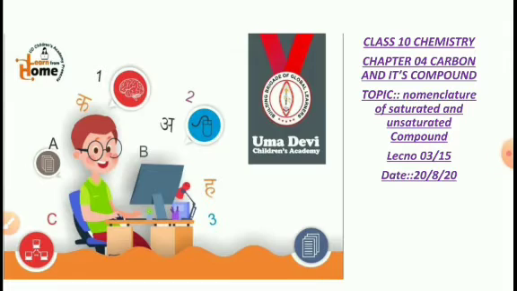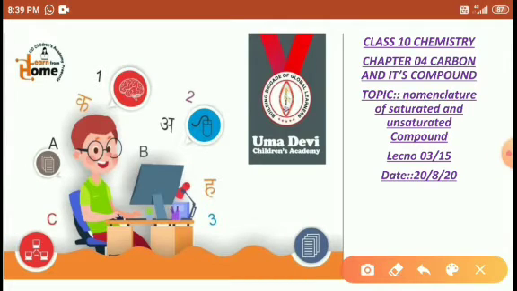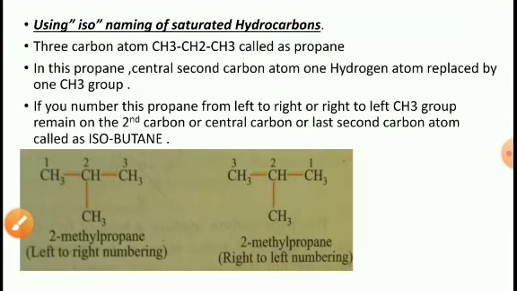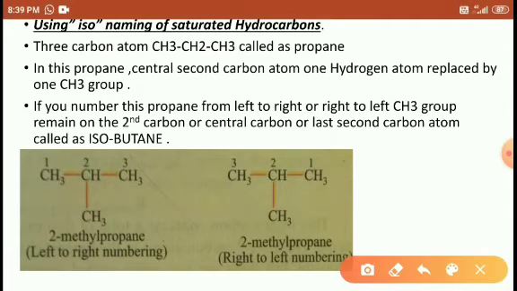Students, today we are going to discuss the chapter organic chemistry, or carbon and its compounds. The topic is nomenclature of saturated and unsaturated compounds. Right students, so let's start the topic, the use of iso in saturated hydrocarbons. Last time we discussed how to name the saturated hydrocarbons. One more point we are discussing here is iso.